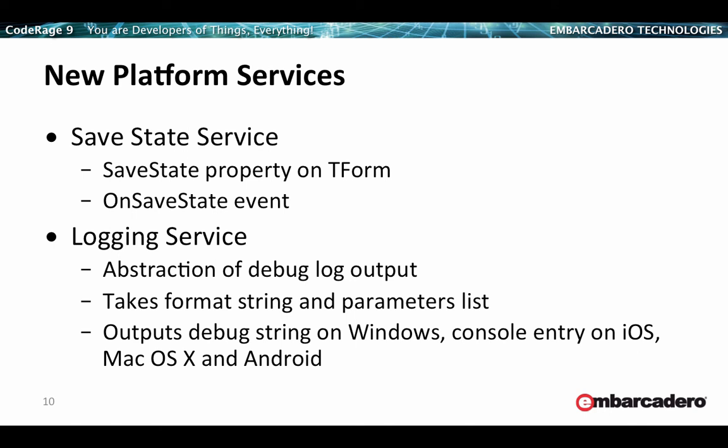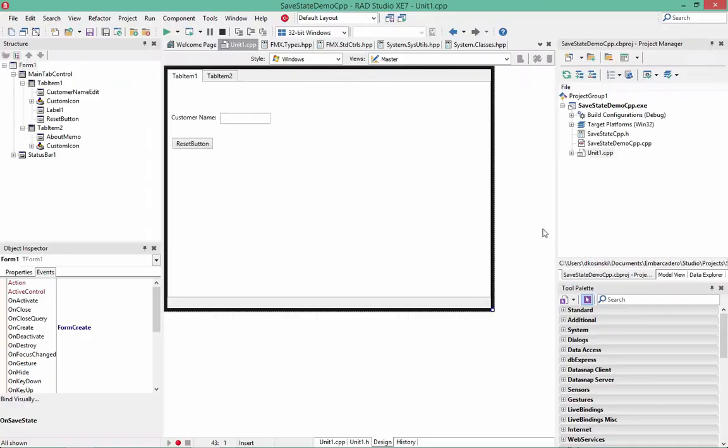This is really creating a service out of some functionality that we've used internally for a number of years. I think both of these are probably best shown through an example. So let's take a look at some code. This is an application that has a form, a tab control. The tab items have a few controls on them.